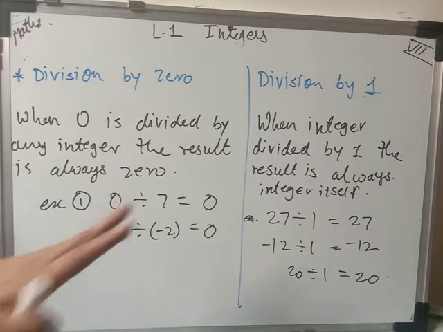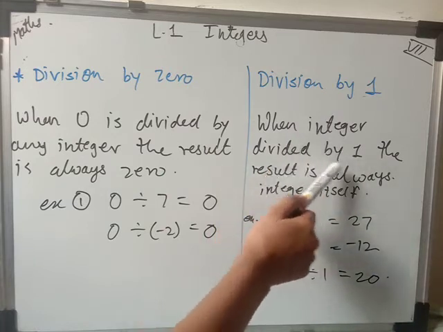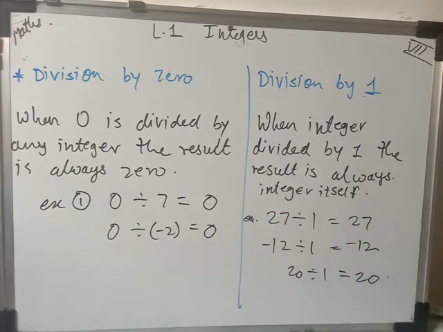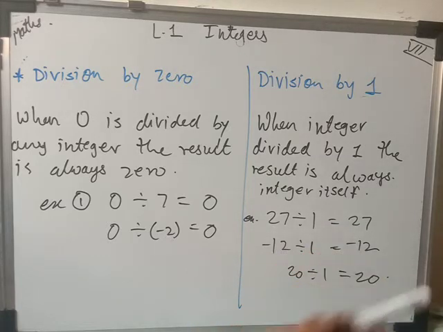Okay, now students, the division by 1. When an integer is divided by 1, the result is always the integer itself. Means whatever integer you are taking, when that integer is divided by 1, you will get the same integer. Here is an example: 27 divided by 1 is equal to 27. So it gives the number itself, the same integer. Whatever integer you are taking, if you divide it by 1, you will get the same integer. The quotient is the same integer.